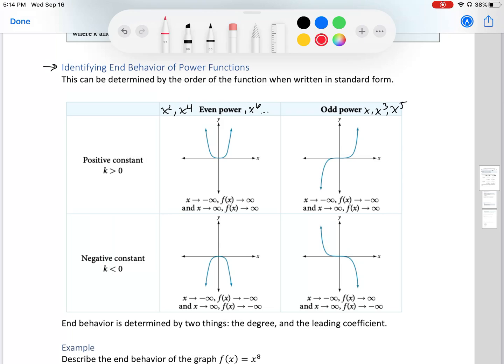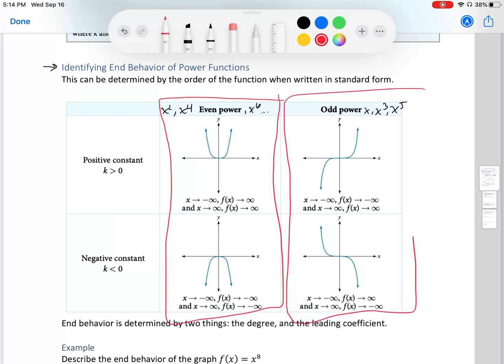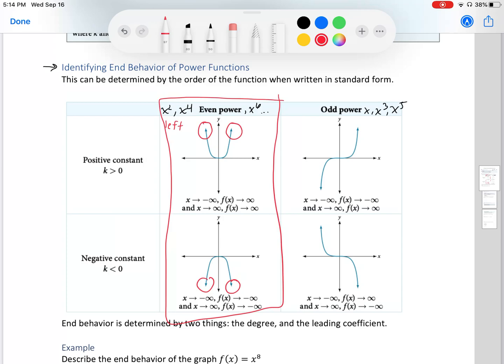Now, with even powers and with odd powers, there is some behavior to consider. Functions that are even power, their endpoints all end the same direction. So they both point up or they both point down. The way we describe it, I like to say it in English, and then from there I can translate it into math a bit better. So I say something like my leftmost point points up, and my rightmost point points up.